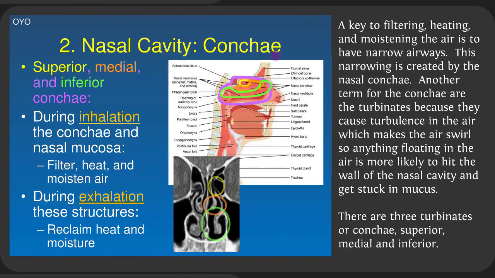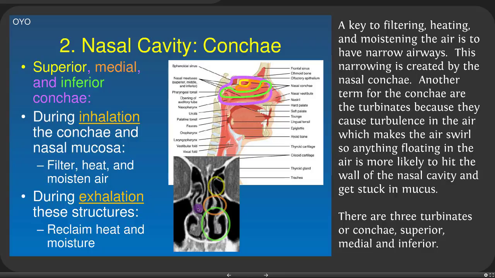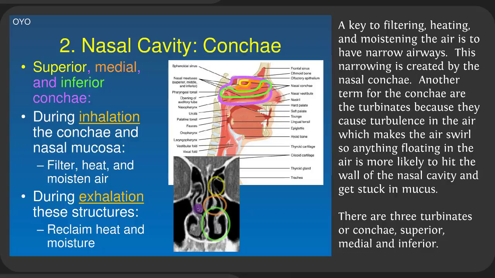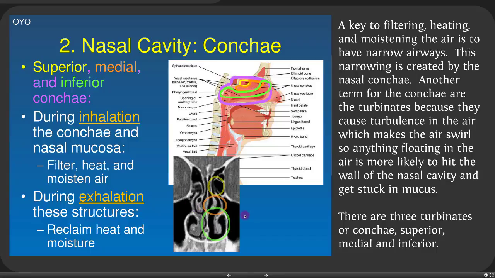A key to filtering, heating, and moistening the air is to have narrow airways. The narrowing is created by the nasal conchae, so you see how narrow this is. Another term for the conchae is the turbinates, because they cause turbulence in the air, which makes the air swirl, so anything floating in the air is more likely to hit the wall of the nasal cavity and get stuck in mucus. There are 3 turbinates, or conchae: the superior, medial, and inferior.